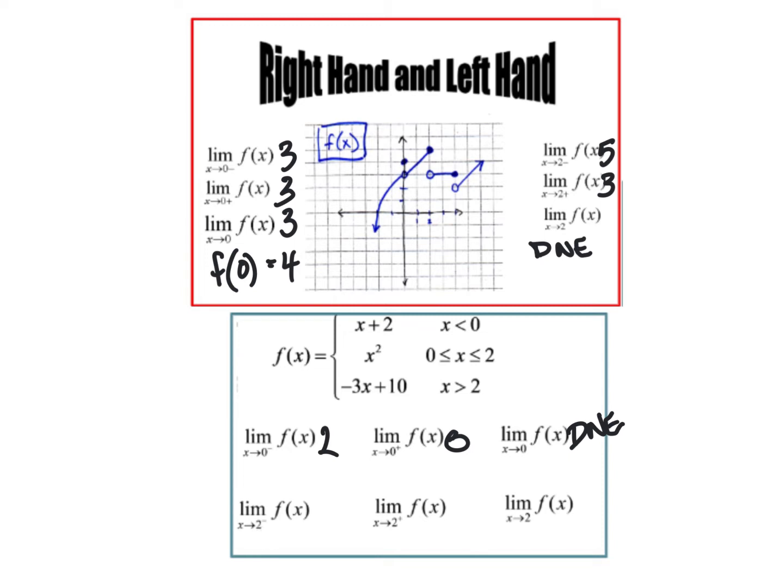Well, 2 from the negative side. So again, we say, well, on the negative side of 2, so from 0 to 2, it's this. So we plug 2 in here and we get 4. So that's what you're approaching.